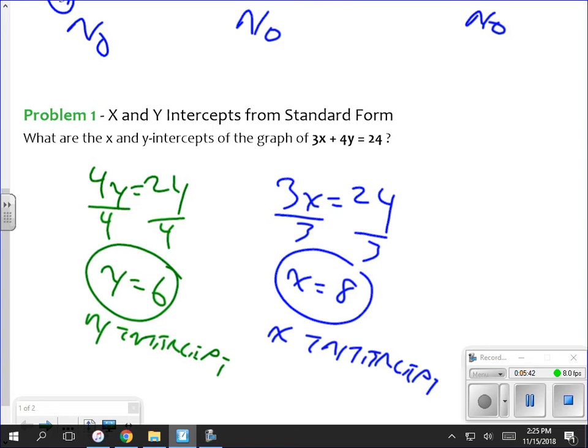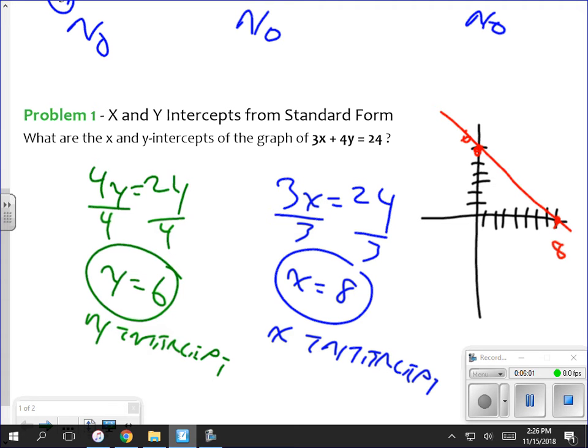If we were to graph this, 1, 2, 3, 4, 5, 6, 1, 2, 3, 4, 5, 6, 7, 8, I would have a dot at 6 on the y, and I would have a dot on 8 on the x, and my line goes through those two points. Very easy to graph. X-intercept, y-intercept, line through those two points.